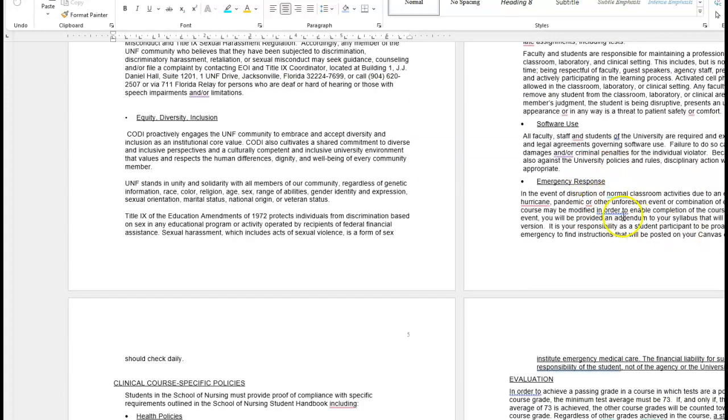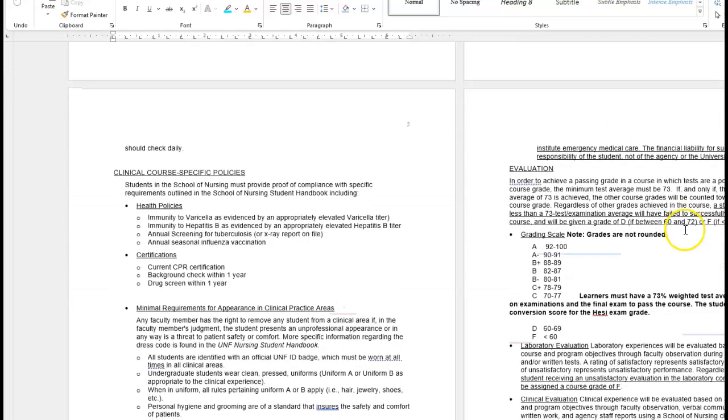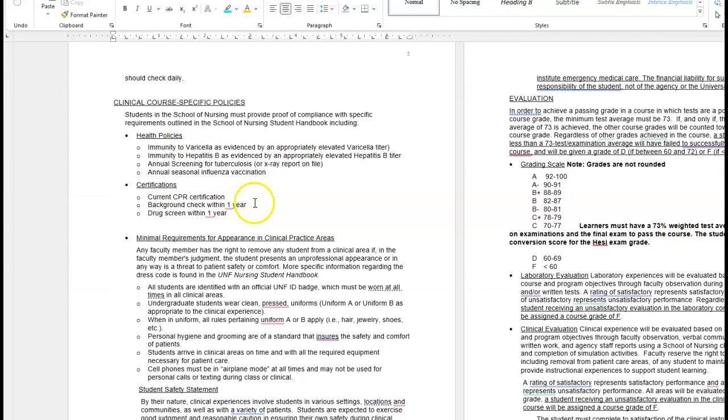Emergency response, if there's an emergency, we'll definitely give you some alternatives for class, and make sure that you have the ability to make up the material. So you have to abide by all of the health policies according to My Clinical Exchange and our nursing handbook.